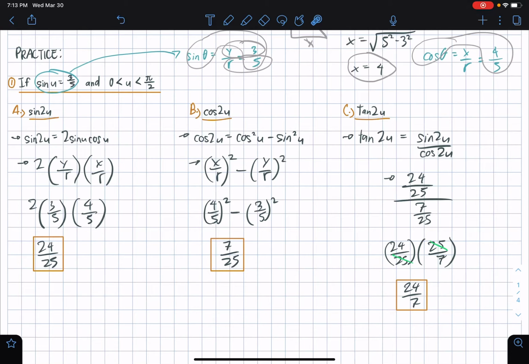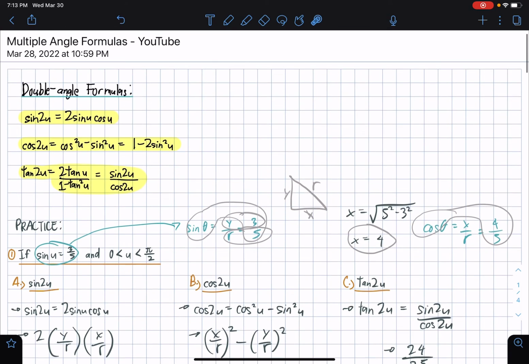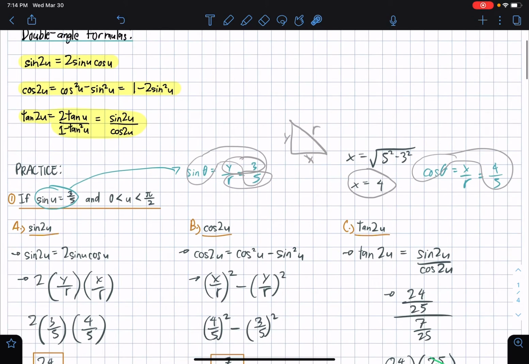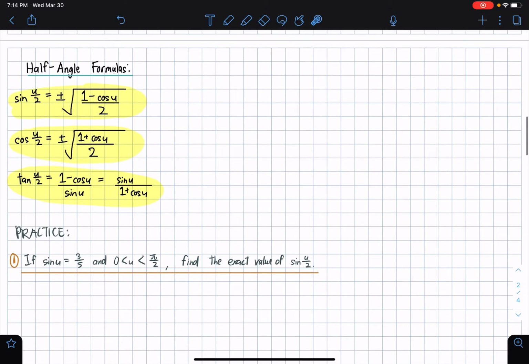However, you may feel free to proceed to answering more exercises on the internet about double angle formulas. Let's move on to the second part of multiple angle formulas, the half angle formulas.